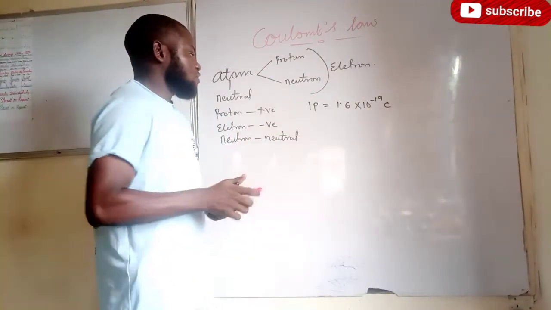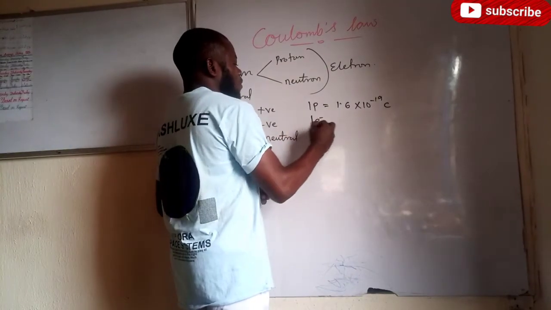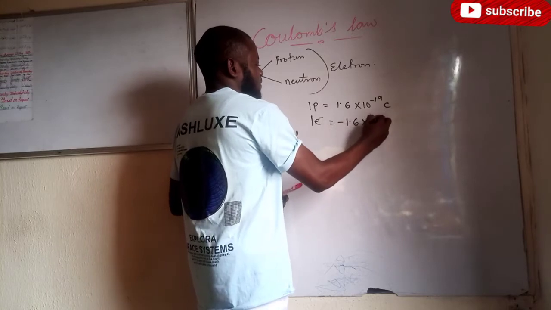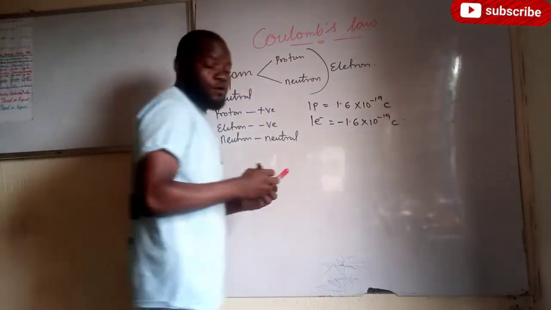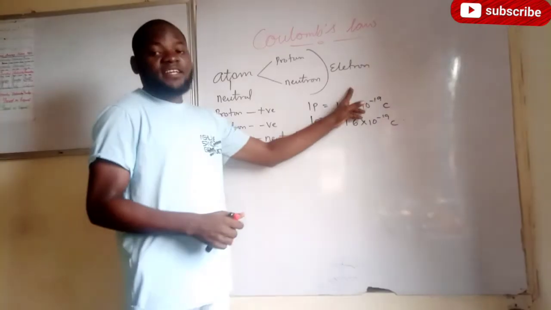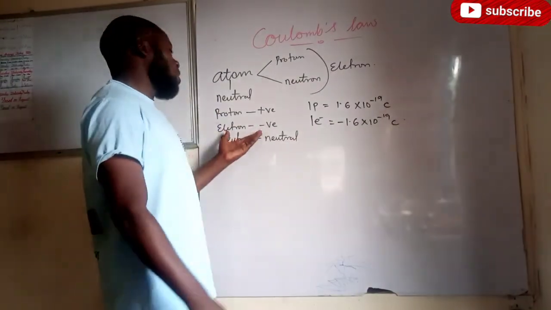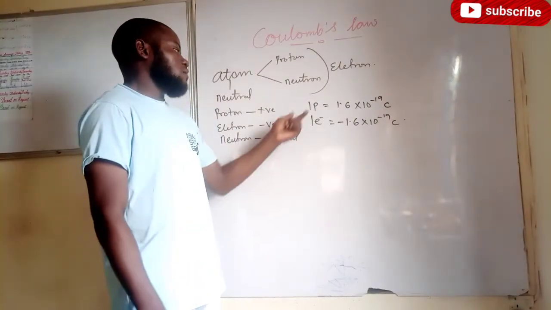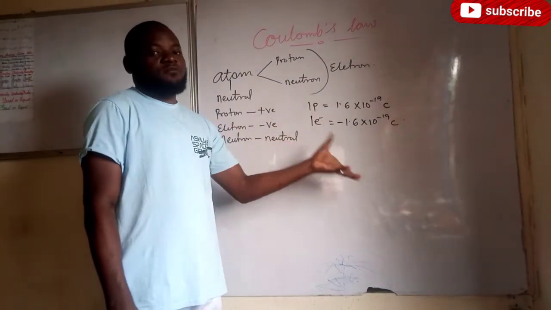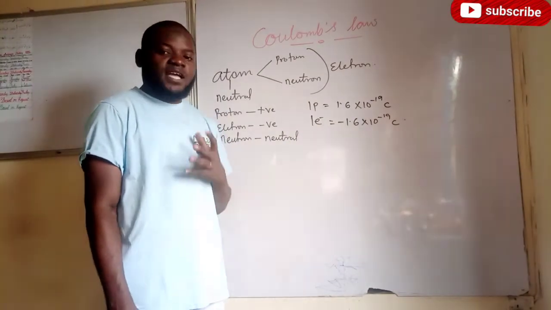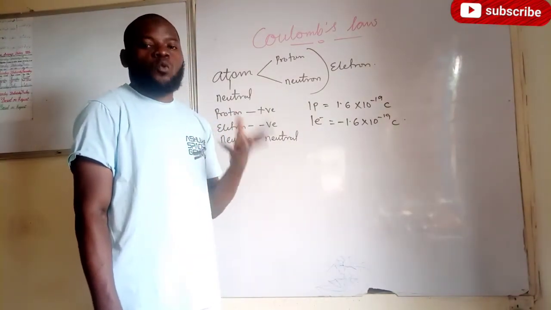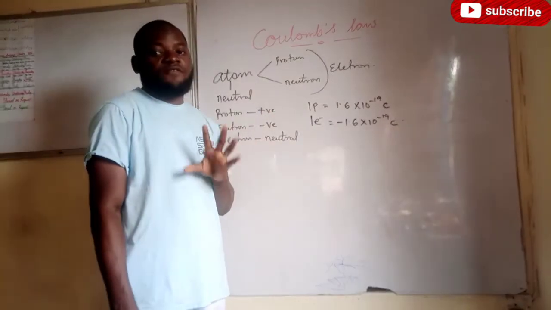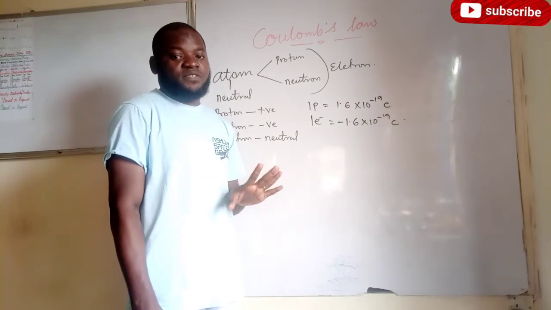Are we together now? So one electron is equivalent to negative 1.6 multiplied by 10 raised to power minus 19 Coulomb. You will see that they are of the same magnitude. Why this one is negative is because electron is negatively charged. Proton is positively charged, but they are both quantized. That's why we said charges are quantized, because neither proton nor electron exist in fractional value. Do we understand that now?